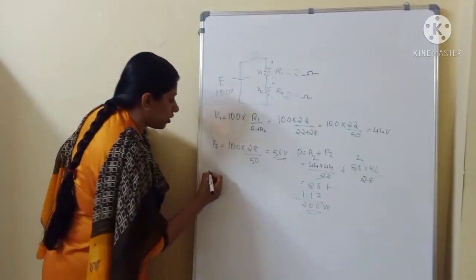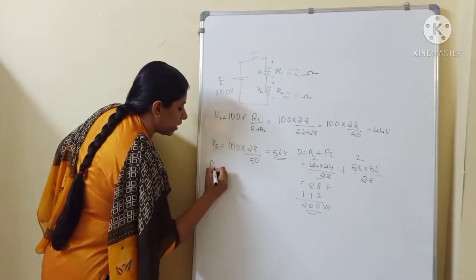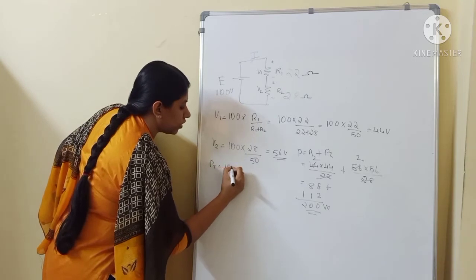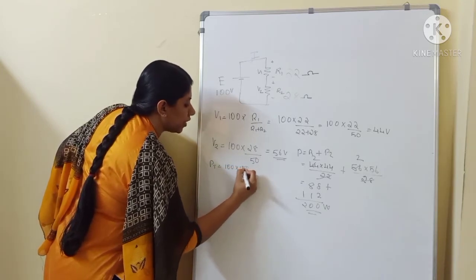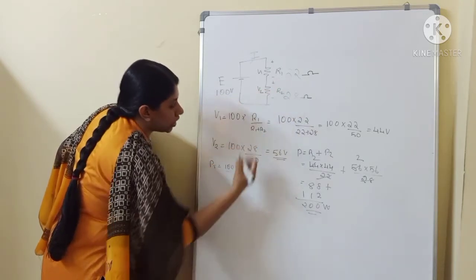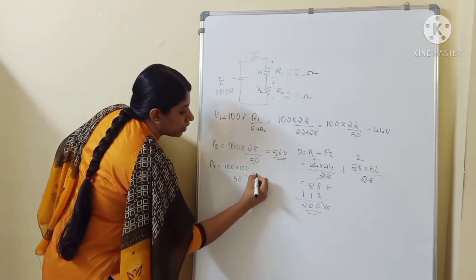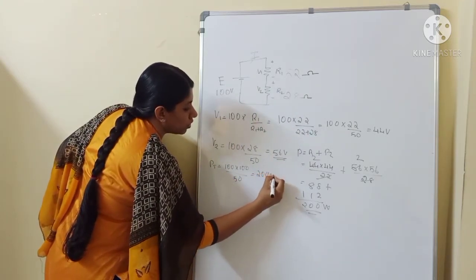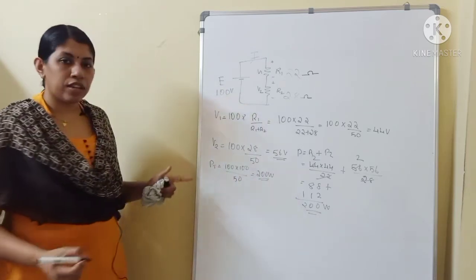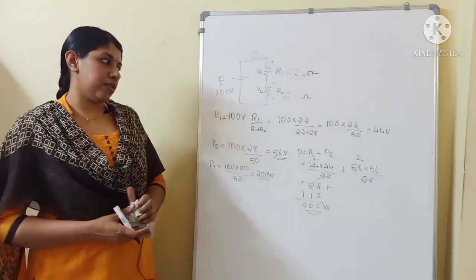This can also be calculated in this way: PT is equal to E squared, 100 into 100, divided by R equivalent, which is 50. So that is equal to 200 watt. This is also another way to calculate the power in a series circuit.